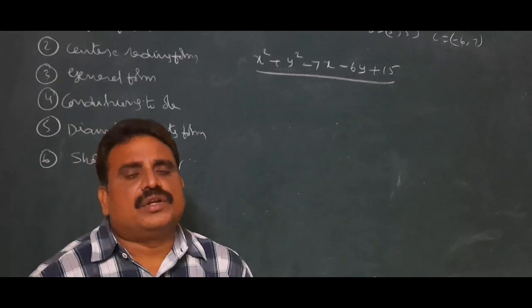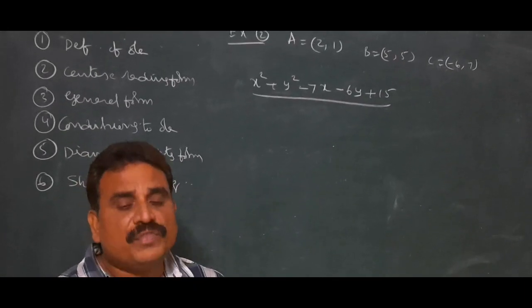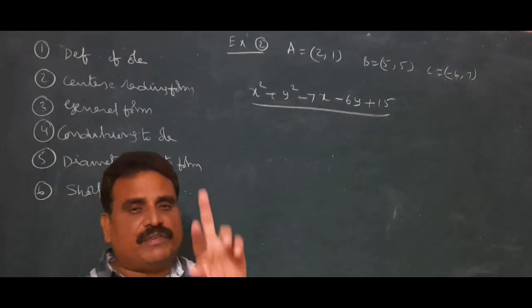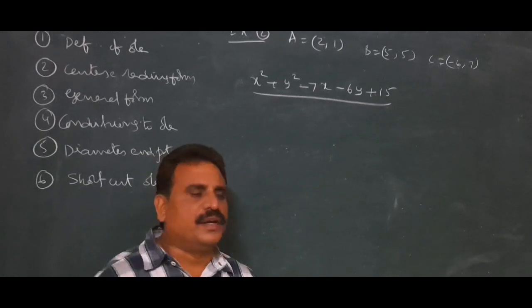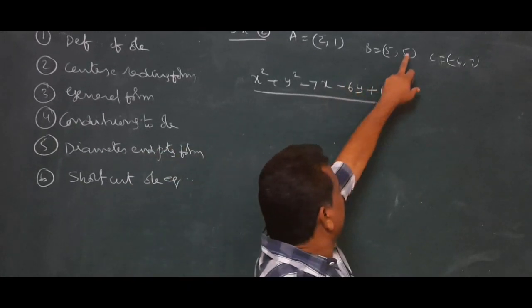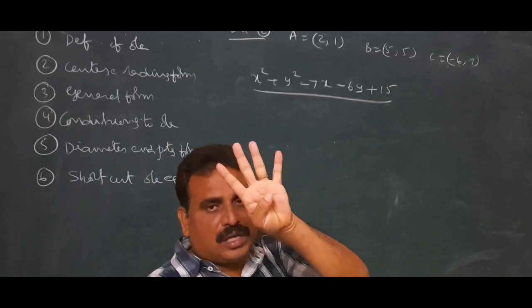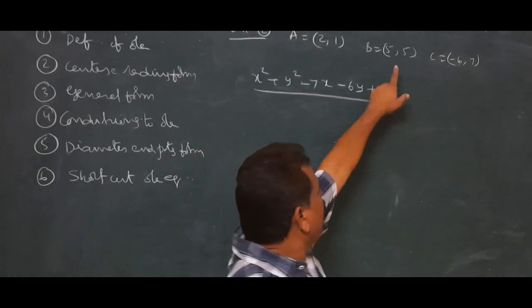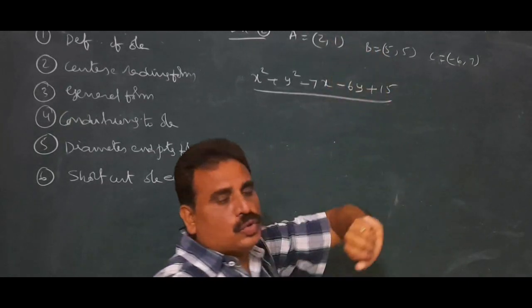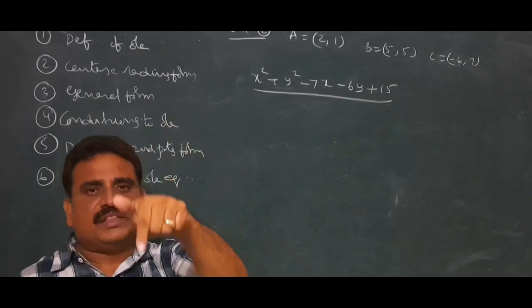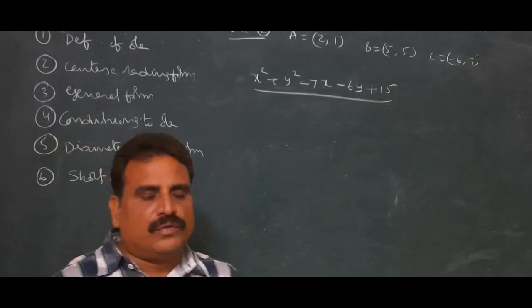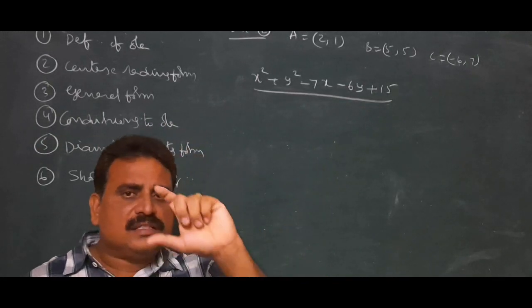So, by mind calculation, you have to find the slope of that line. How to find the slope? Difference of y coordinates by difference of x coordinates. Difference of y coordinates, 5 minus 1, 4. Keep in mind, by 5 minus 2, 3. 4 by 3. Listen carefully. 4 by 3 is the slope.